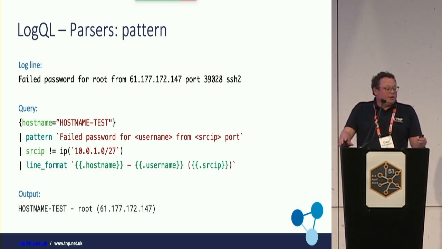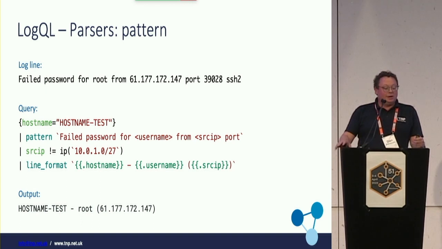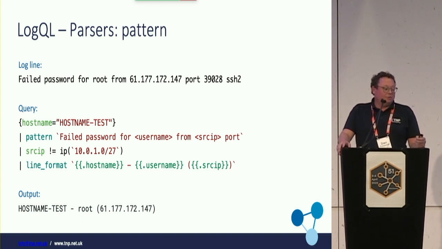One of the parsers is the pattern parser. Here we're doing a pattern match on the log line. So I'm searching for failed password for the username, the blank username from source IP. And then we extract that at query time, and then we can filter on it. So on the next line, we're filtering on the source IP, and then I'm just printing that out to demonstrate it.